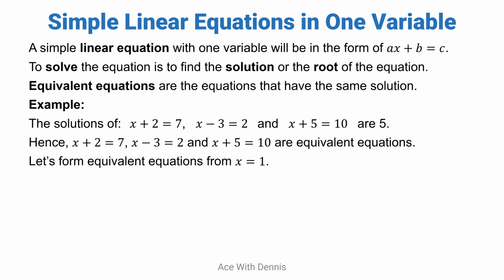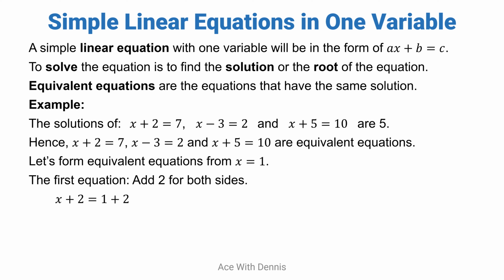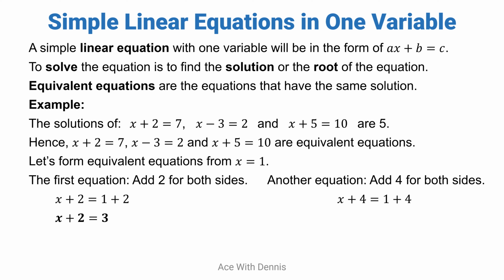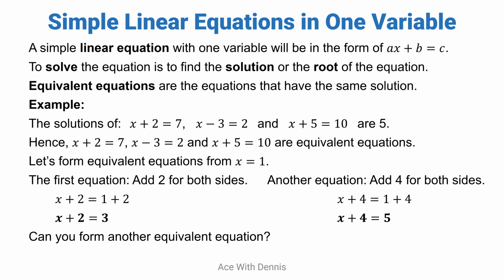Let's form equivalent equations from x equals 1. The first equation, add 2 to both sides. Hence, we get x plus 2 equals 1 plus 2, which is x plus 2 equals 3. Another equation, add 4 to both sides. Hence, x plus 4 equals 1 plus 4, which is x plus 4 equals 5. These two equations, x plus 2 equals 3 and x plus 4 equals 5, are equivalent equations. Can you form other equivalent equations yourself?